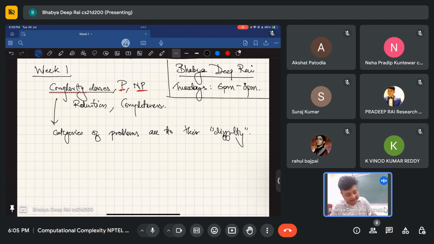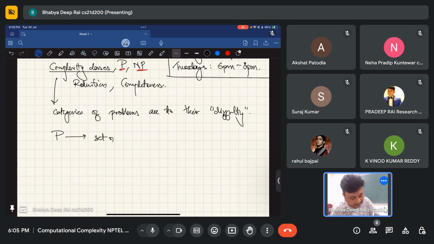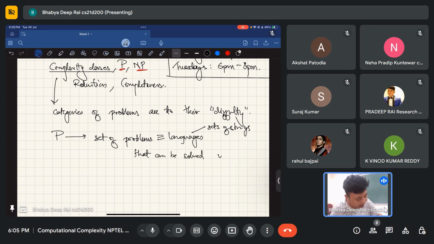Let's just quickly define them. P is the set of problems. And what are problems? Problems are equivalent to languages, okay? And what are languages? These are sets of strings over some alphabet. And these are problems that can be solved in polynomial time on Turing machines, or equivalently by algorithms.